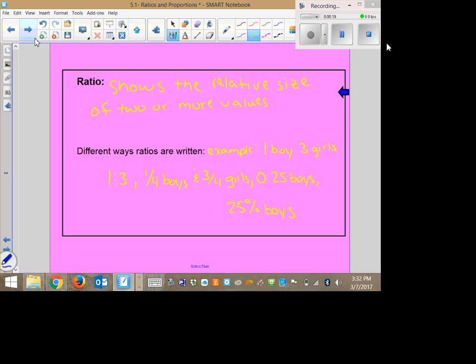So for example, if we have 1 boy and 3 girls, we can write it as 1 to 3. We can write it as 1/4 boys and 3/4 girls. We could write it as 0.25 boys or 25% boys.